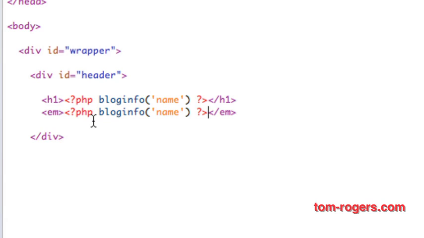And instead of name, we're going to put another proprietary WordPress thing, and that is description. I think that's all we're going to have in our head for now, at least.